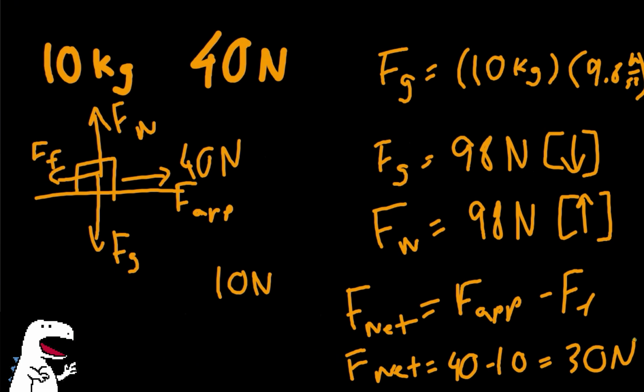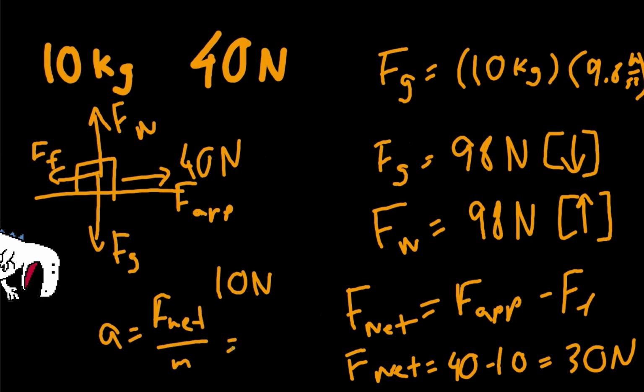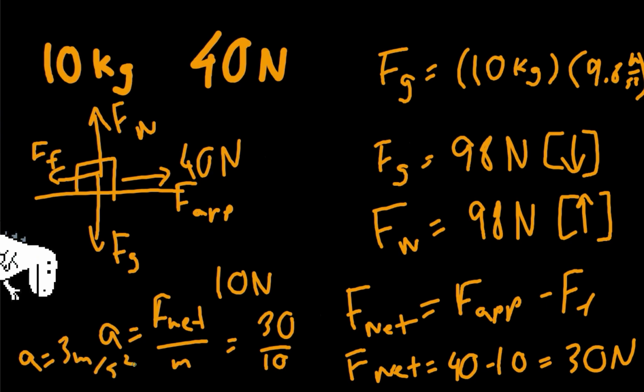And so if we want to find the acceleration of this object, then a is equal to F net over m. So it would just be 30 over 10, which means that our object is accelerating at 3 meters per second squared to the right.